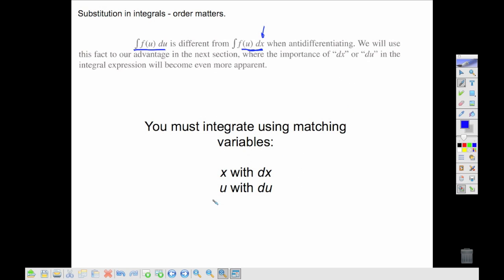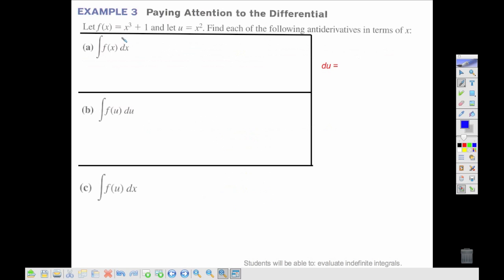So we need to make sure when we take an antiderivative that we're dealing with x with dx, u with du. So if I have a problem like this, notice that f of x is defined in terms of x, but we also know what u is in terms of x, and in some of these we're going to need to substitute and do our integration in the correct order. And one thing we could look at, like with this du here, we could think of that du as being the derivative of u. So du would be equal to, since this is x squared, 2x dx.